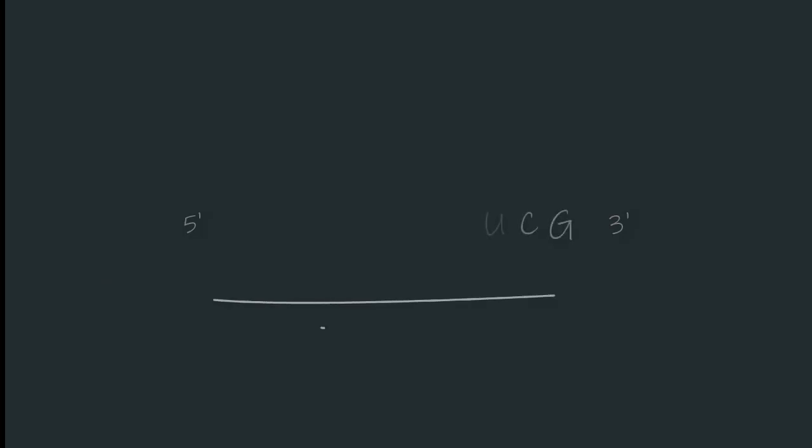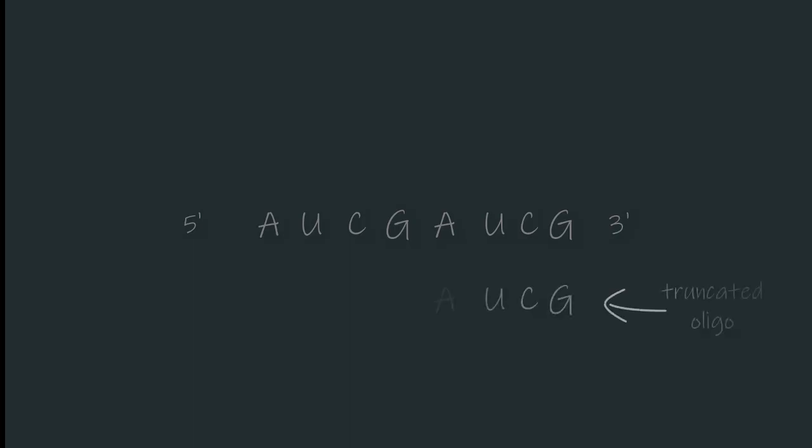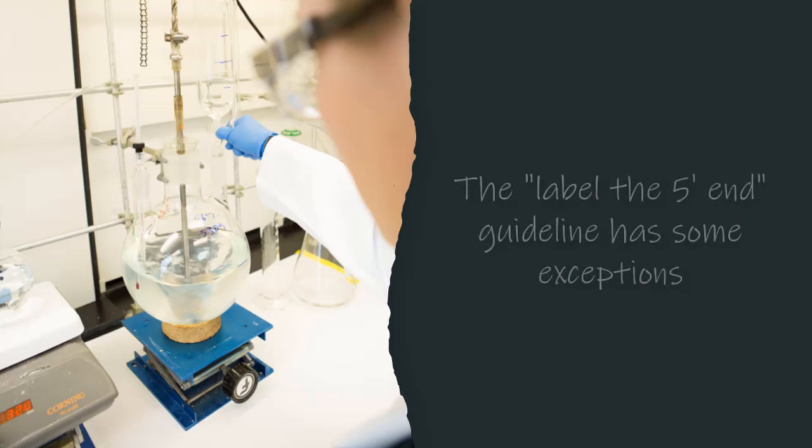Oligo chemical synthesis happens in the 3' to 5' direction. Each base added is less than 100% efficient. This is often referred to as the coupling efficiency. The result is that a small portion of the oligo will be truncated, meaning there is some non-full-length material present. By putting the label on the 5' end of the oligo, you're setting it up so that only the full-length oligo is modified. But as noted, that label-the-5'-end guideline has some exceptions and can vary based on the labeling method being used.